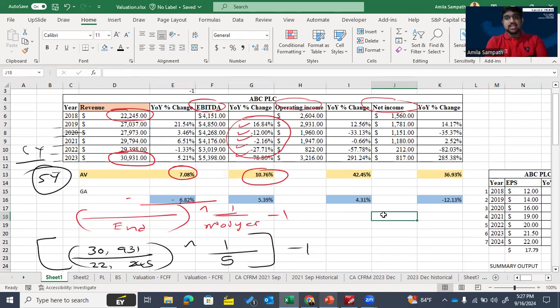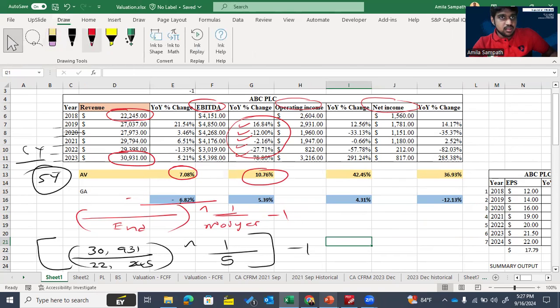Then these two methods we can use, as I told you, to identify our future growth rates based on the historical trend. But you can see here, under the arithmetic average for revenue and EBITDA, it is 7.8 and 10.76, and the geometric average is also the same. There is no issue whether we use the arithmetic average growth or the geometric average growth, because both methods give the same figures.